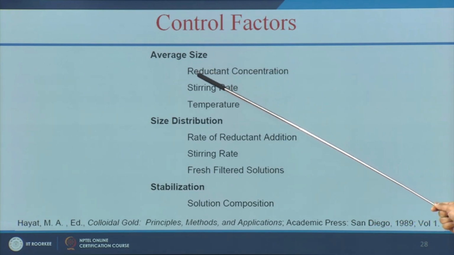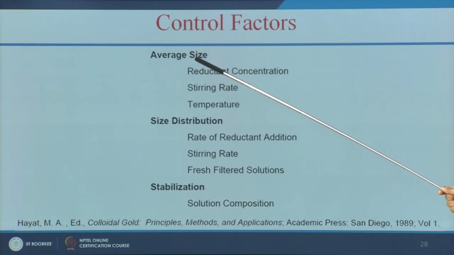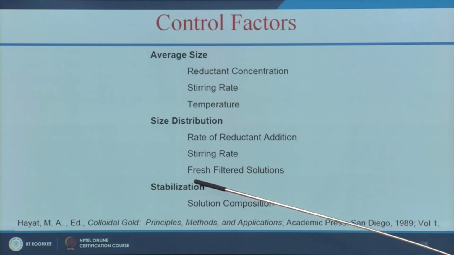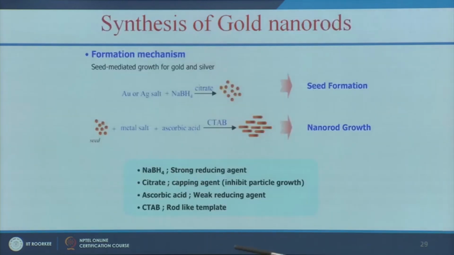You can see here the concentration of your reducing agent is going to control the size of the particles, and also the stirring rate. Again, you have to use a fresh, filtered solution always to make the nanoparticles. And again, the kind of stabilizing agent you use is going to decide the size and shape of your nanoparticles.